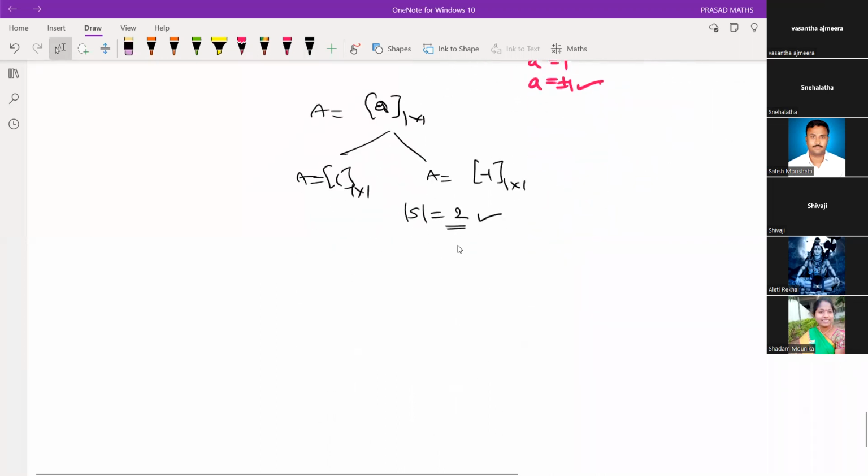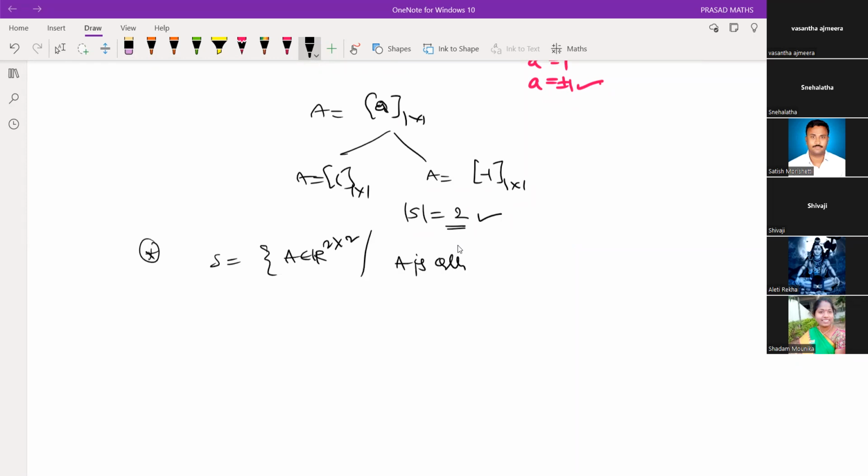Suppose, same question. I'm going to give a question. Let S be the collection of orthogonal matrices of order 2 cross 2 over the field R. Now tell me, what is the cardinality of S? Anybody?